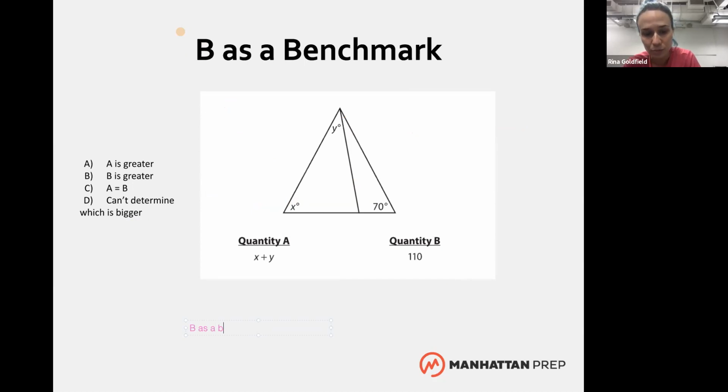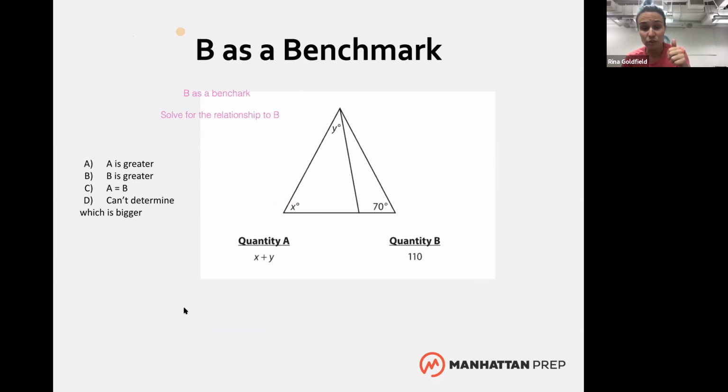B as a benchmark means we are going to solve for the relationship to B. I might not actually know what quantity A is as an exact number, but I might still be able to figure out its relationship to B. And in this case, it's X, Y, and then a little more would equal 110, but we don't have that little more in quantity A.